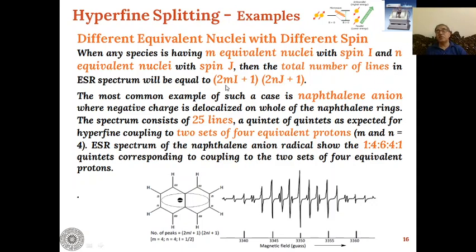Similarly, if we are having 4, 1 is to 4 is to 6 is to 4 is to 1. Here the 4 energy levels will get degenerate, here 6 energy sublevels will get degenerate, and here the 4 sublevels will get degenerate. But the intensity will be 4 times, 6 times, 4 times, and then 1 time. So on the basis of Pascal triangle, we can tell what will be the intensity of various types of spectral lines in the hyperfine splitting of the ESR spectrum.